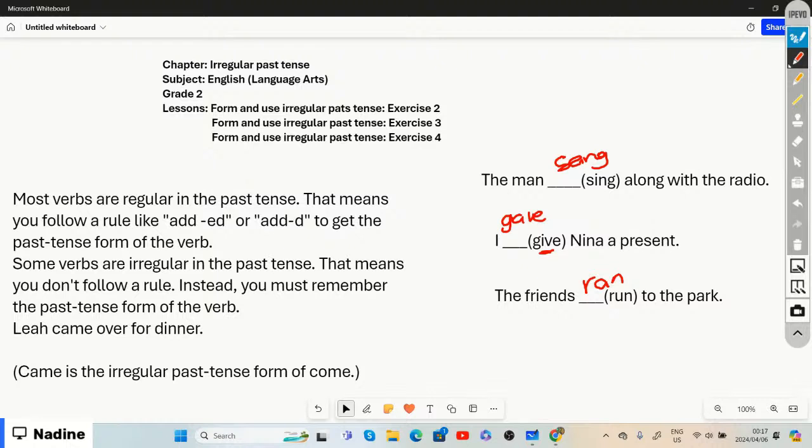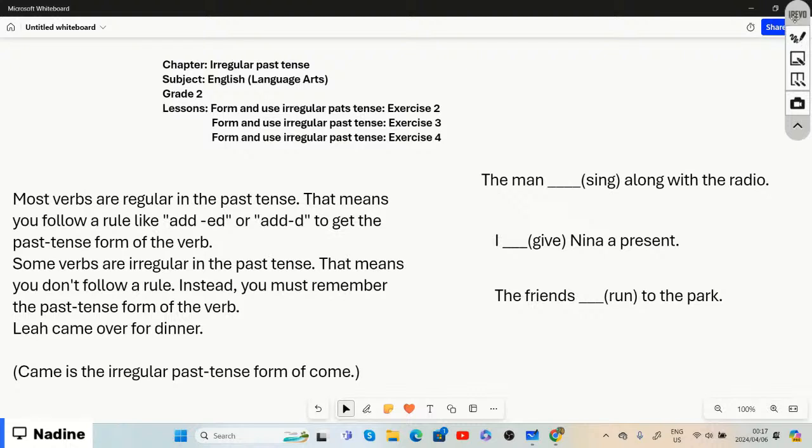All right, so we're going to say the man sang along with the radio, I gave Nina a present, and the friends ran to the park. So we are doing a tutorial lesson on aplusstudents.ca.